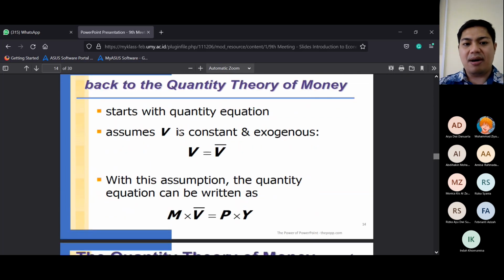Here the velocity is assumed to be constant and exogenous. Yes, velocity here is constant. So M times V equals P times Y. M here is the money supply, V is the velocity, P is the price, and Y is income.